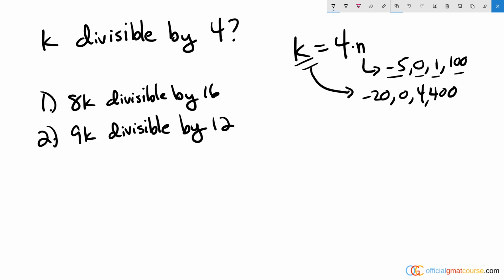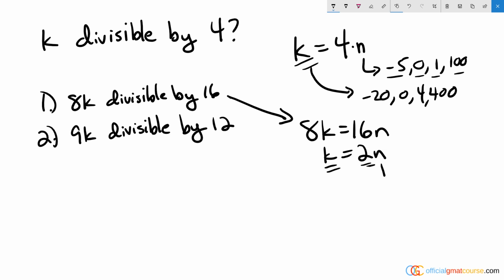Now, using statement 1, if 8k is divisible by 16, that means that 8k is equal to 16 times a whole number. And we can use the letter n again here. If 8k is equal to 16n, I could simplify this and say that k is equal to 2 times n. That just means that k is a multiple of 2, because n could be any whole number, like -1 or 1, in which case we'd get k is equal to -2 or +2.